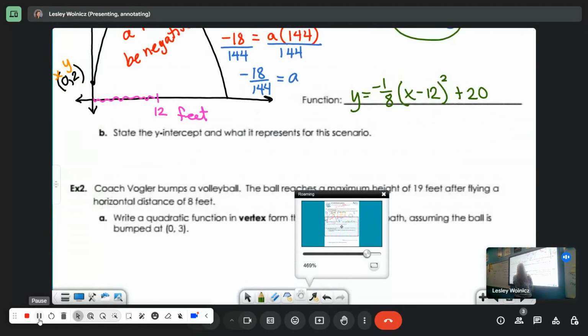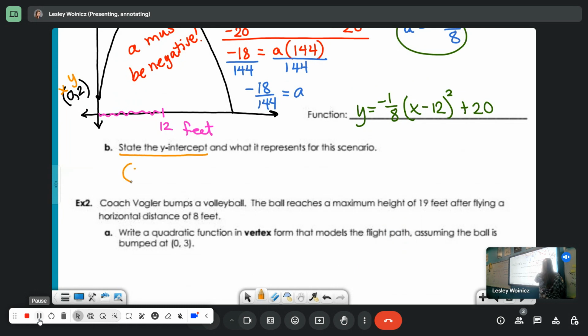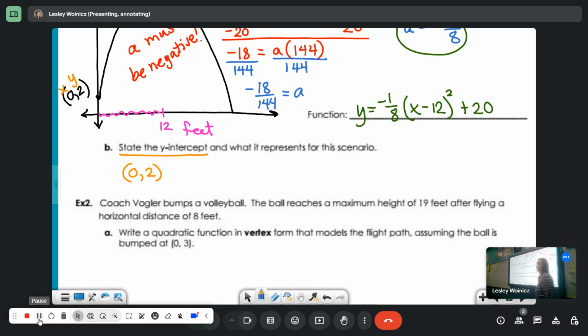Whoops, I forgot part B. All right, what is the y-intercept? 0, 2. Okay, so the first directions say state the y-intercept. So we just have to write it, 0, 2. Okay, now we have to explain what it represents for the scenario. The initial point. Yeah, so it's like the starting height and horizontal position for the flight path, right? It's just where the flight path starts.